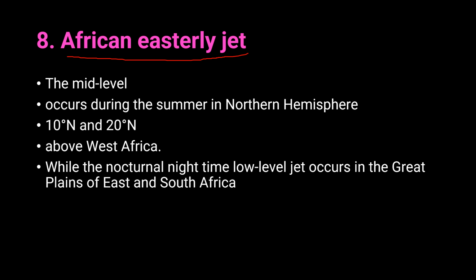We have discussed low level jet streams and also high level jet streams. Here we are going to discuss a mid-level jet stream, the African easterly jet stream. These occur above West Africa during the summer season in the northern hemisphere, between 10° north and 20° north latitudes. These are nighttime low-level jet streams in the Great Plains of East and South Africa.